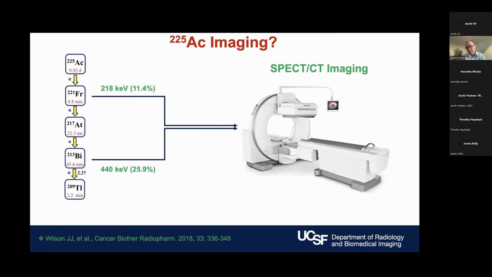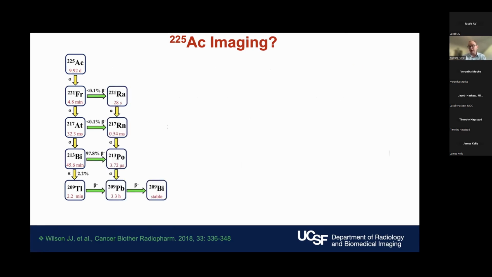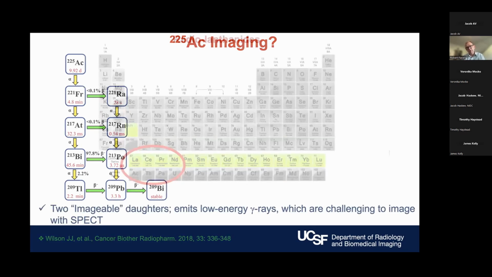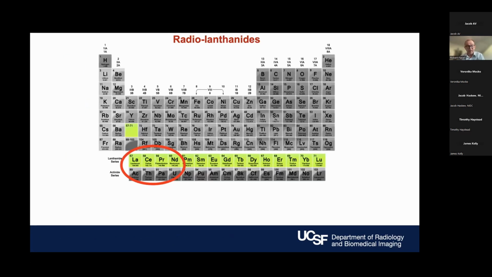The second factor is that the administered activities with actinium-225 are much lower compared to other therapeutic agents, such as lutetium-177, for example. So for this reason, actinium-225 imaging is not very practical, and this leads to challenges in implementing this isotope in the clinic. So a number of different approaches are being looked into right now, and one of these is the use of radiolanthanides as companion surrogates.